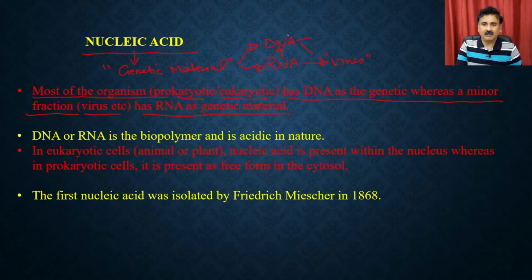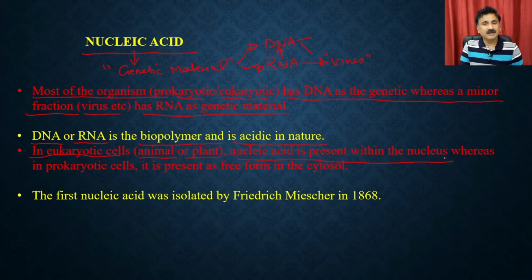So in most cases, DNA is going to be the genetic material, and in some cases, RNA is also going to be a genetic material. Whether it is DNA or RNA, it is a biopolymer, and it is acidic in nature. It is acidic in nature because it has phosphate groups like that.